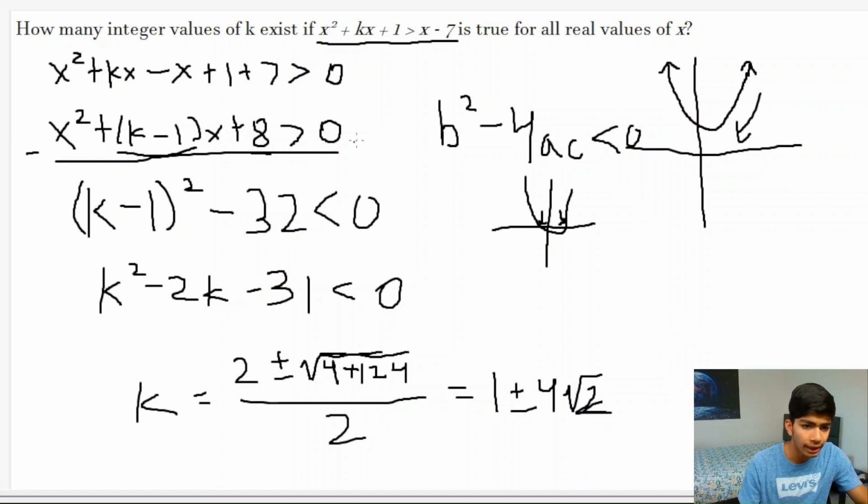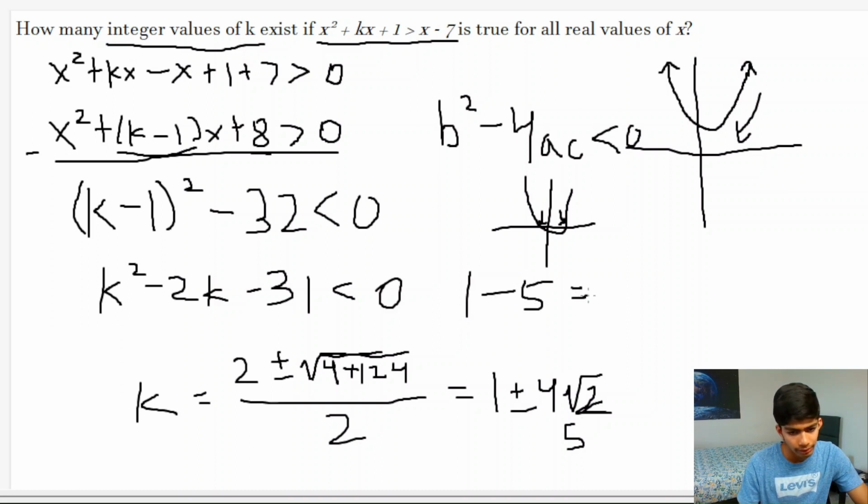It's asking us for how many integer values of k. So we can substitute this as 5, so that'll give us the least integer that's still within those bounds. So if we do 1 minus 5, we get negative 4. And if we do 1 plus 5, we get 6. So now all the integers between negative 4 and 6 inclusive will make this equation true for all real values of x.